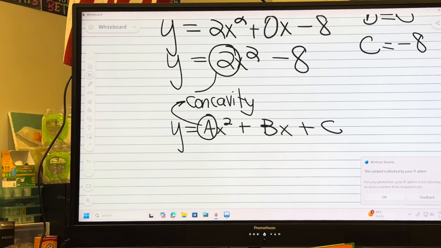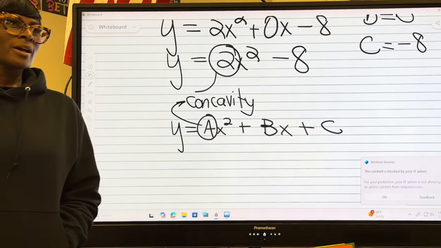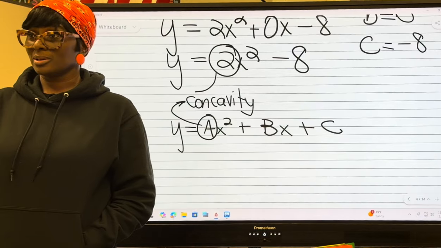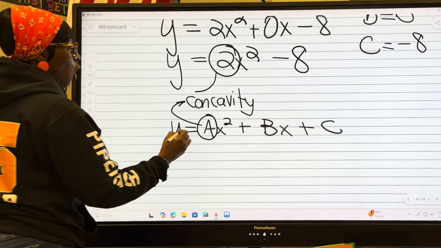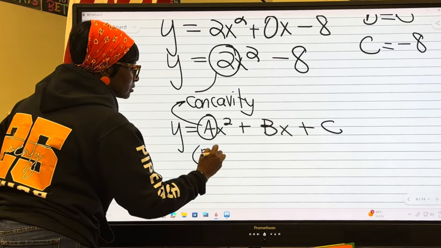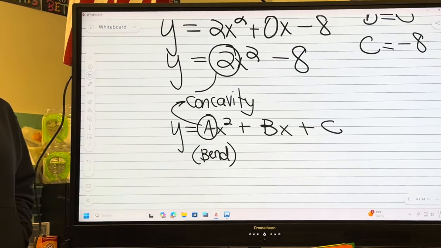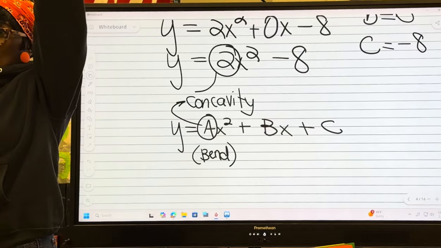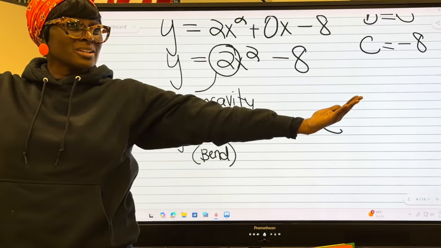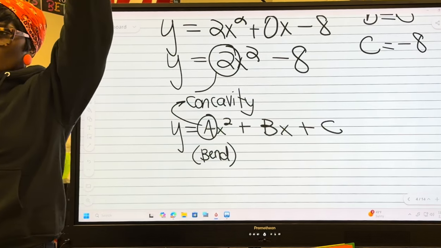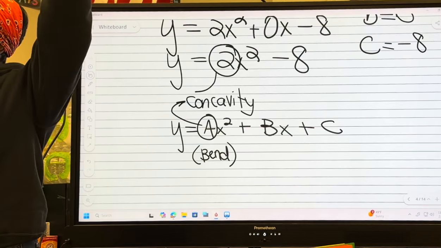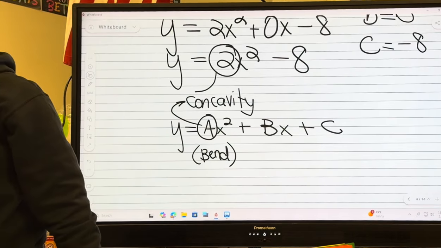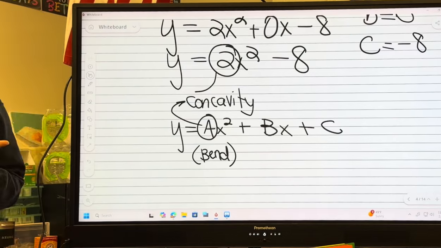What is concavity? Concavity tells us how wide or how narrow we are. Concavity is all about the bend. It tells me all about my bend. It tells me if my bend is wide or if my bend is narrow. Watch. Wide versus what? Narrow. It also tells me if I bend up or if I concave down. Do I concave up or do I concave down? How can you tell that from all that? Well, watch this.